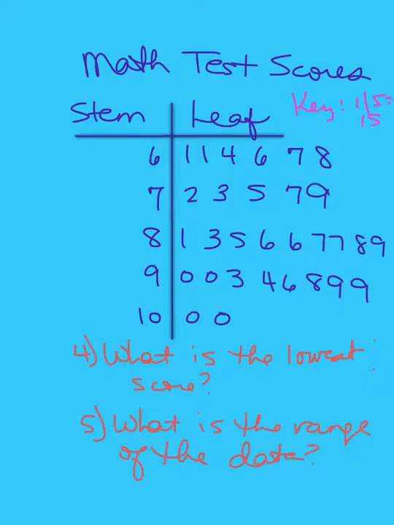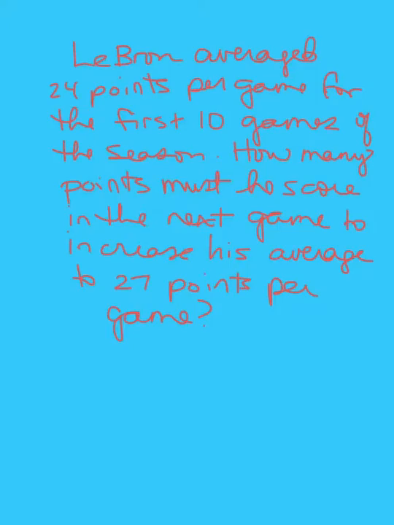We have a few more questions dealing with this display. Number 4 says, what is the lowest score? So now I need to go up top. I have a 6 and a 1, so my lowest score is 61. And what is the range of the data? My highest score was 100, and my lowest score was 61. So when I subtract them, the difference there is 39. That's the range of the data.